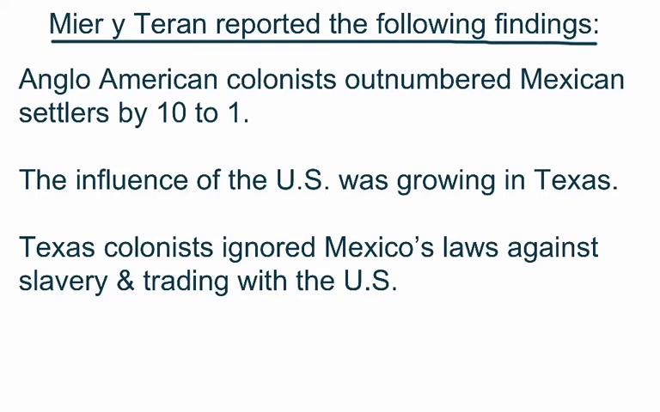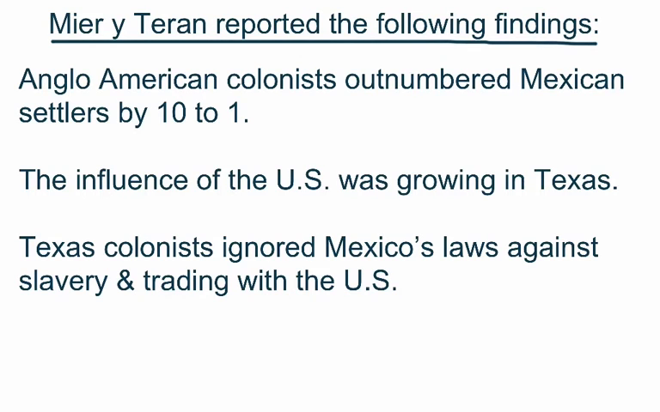The last thing that General Mier y Terán found was that Texas colonists ignored Mexico's laws against slavery and trading with the U.S. This was a big deal to them. They did not want Texans or Tejanos that were living there to essentially have slaves, one, because it was opposed in Mexico, and two, to trade with the United States because they were not getting anything out of it.